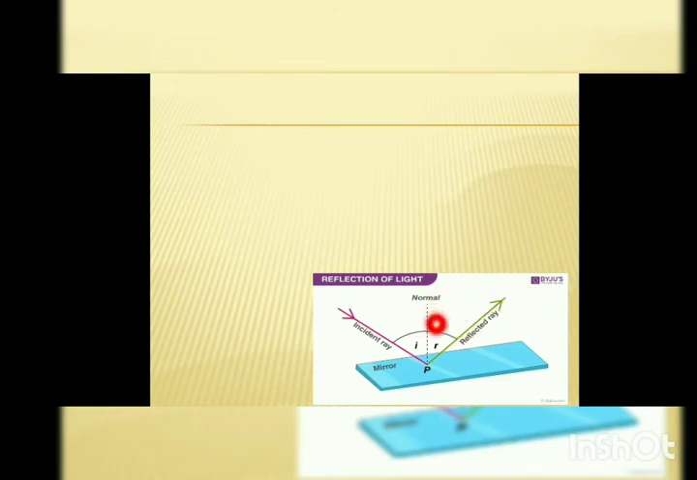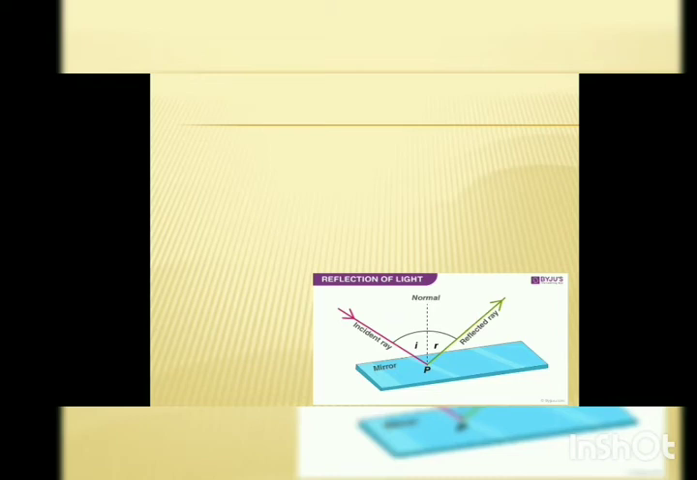Now, the normal is always drawn perpendicular to the surface. And you can see two angles here, I and R. I is the angle of incidence, R is the angle of reflection. Angle of incidence is the angle between the normal and the incident ray. Angle of reflection is the angle between the normal and the reflected ray. And from the figure it is very clear, angle of incidence is equal to angle of reflection.